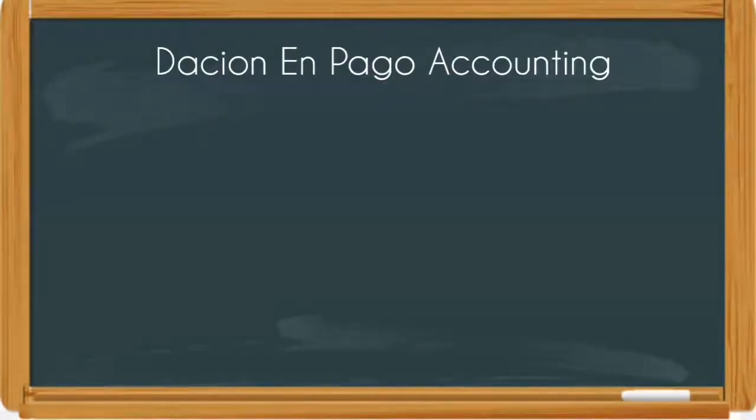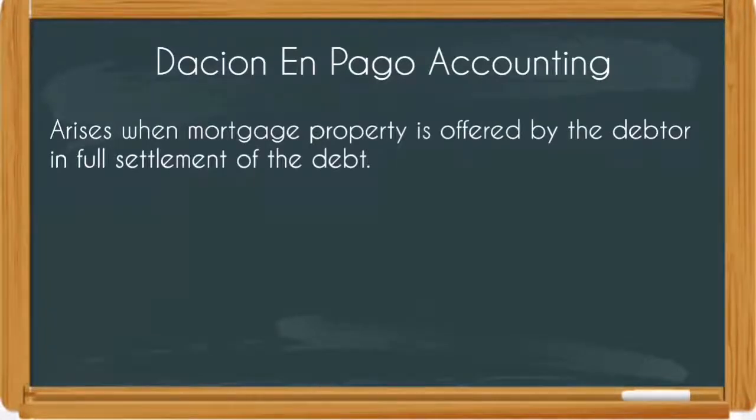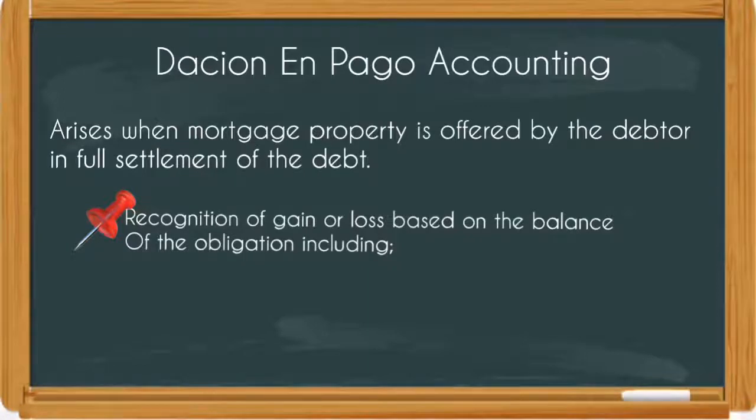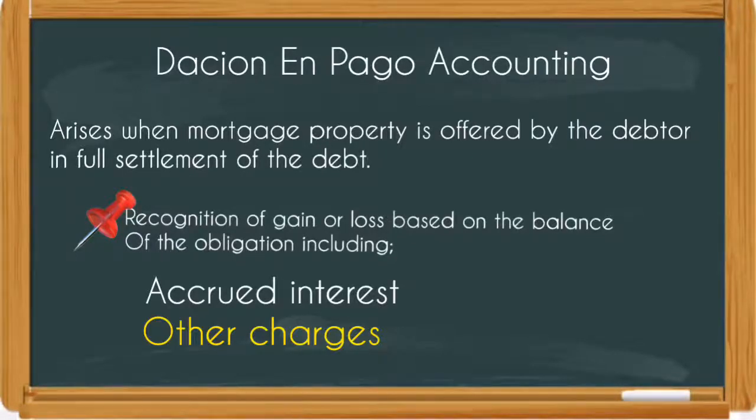Next is the Dasyon and Pago accounting. It is another type of asset swap. It arises when mortgage property is offered by the debtor in full settlement of the debt. It recognizes gain or loss based on the balance of the liability, kasama na yung accrued interest at other charges.